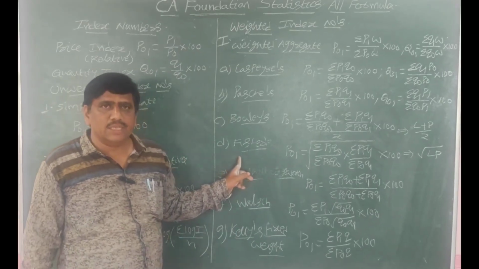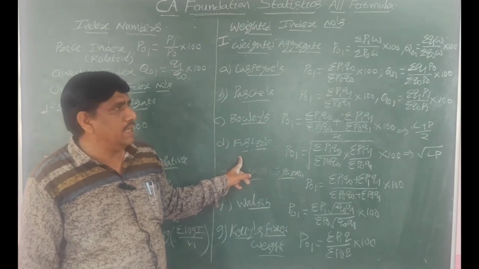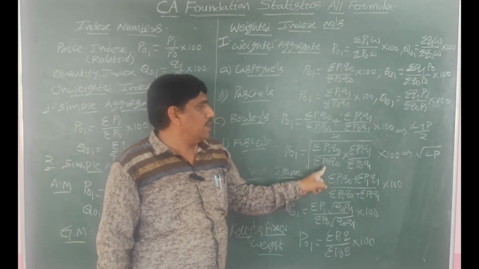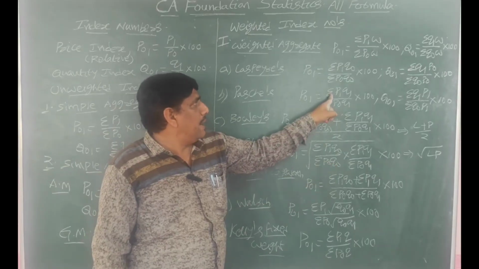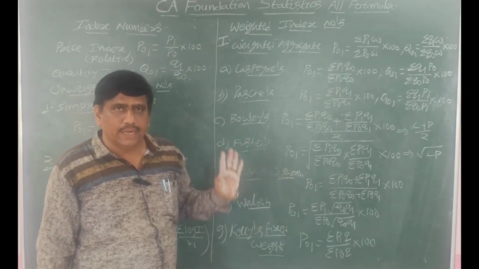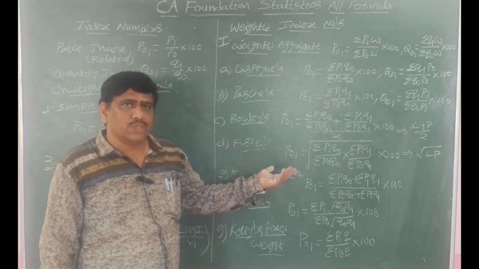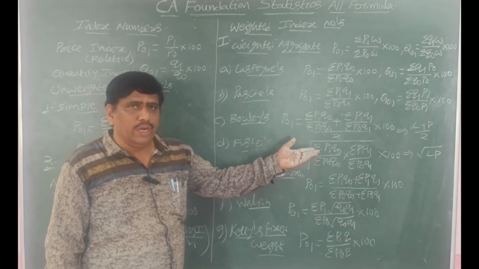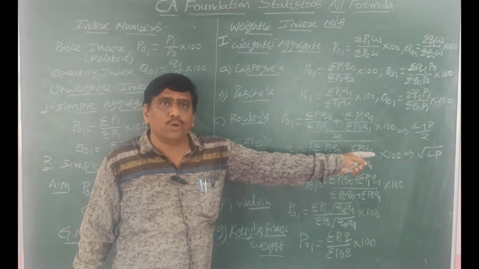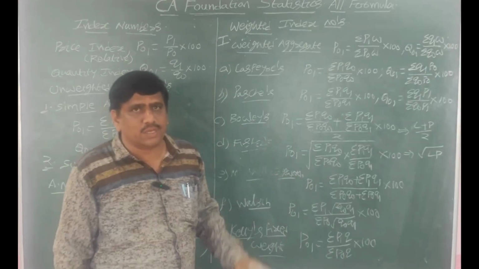Similarly, Fisher's index is the geometric mean of Laspeyres and Paasche. So it is the square root of summation P1 Q0 by summation P0 Q0, Laspeyres, into Paasche, summation P1 Q1 by summation P0 Q1, into 100. Again I am writing the price index. If it is quantity, change P into Q and Q into P. Simply, Fisher index number can also be denoted by root LP whenever the Laspeyres and Paasche values are known.